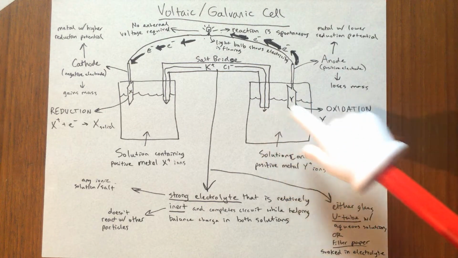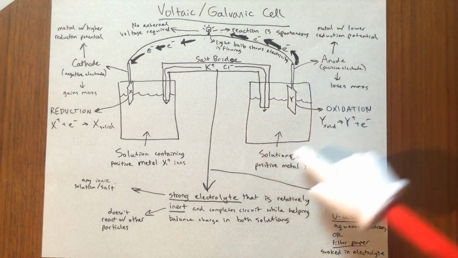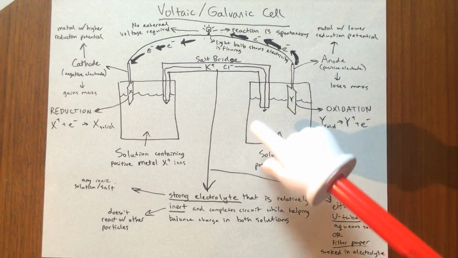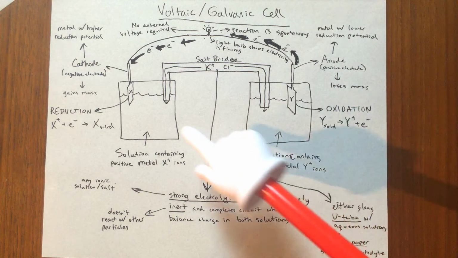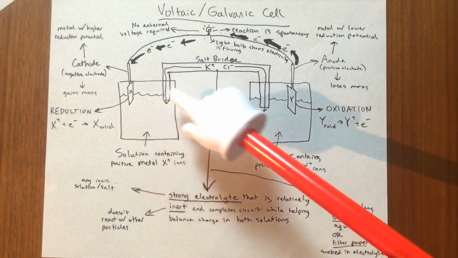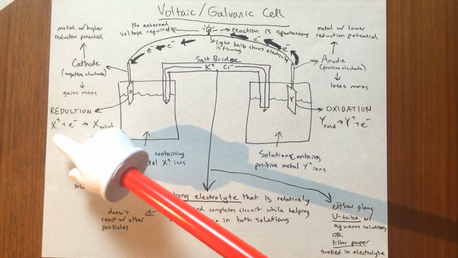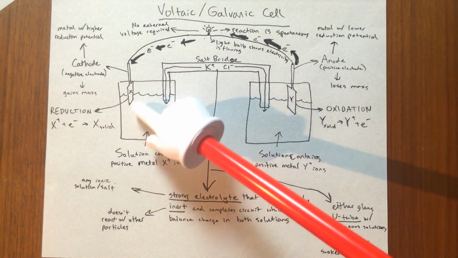and positive ions to this solution. Now what's going to happen is that this solution is going to end up pretty positive because of all the electrons being lost and the positive ions created, and this solution is going to end up being pretty negative because of all the electrons gained and the positive ions lost to be deposited as solid metal here.